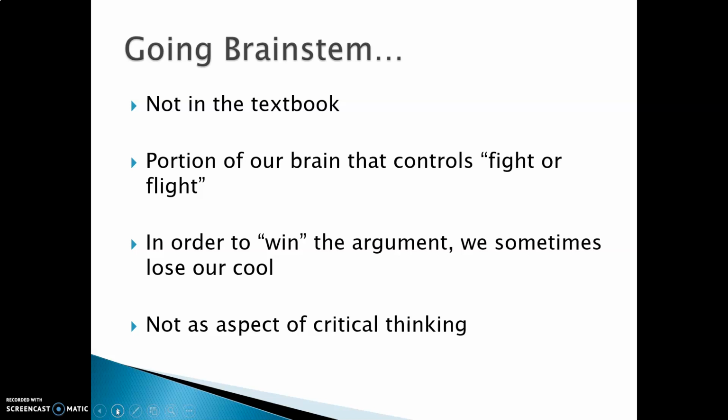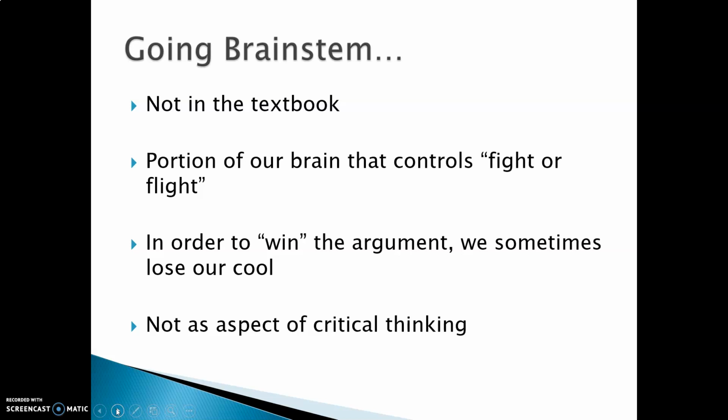You may want to take a few notes as I'm speaking about this because, again, it is not in the textbook. So when I say going brainstem, I'm referring to a physiologic portion in our brain that controls our fight or flight system. If you put your hand on the back of your neck, that's where your brainstem is located. This is where a very primitive part of our brain exists, and this is the part that controls the fight or flight system. If you put your hand on the front of your forehead, this is your frontal cortex.